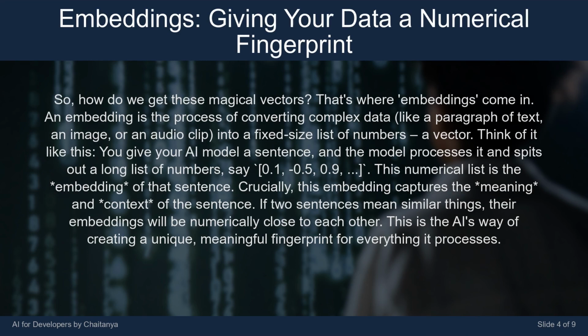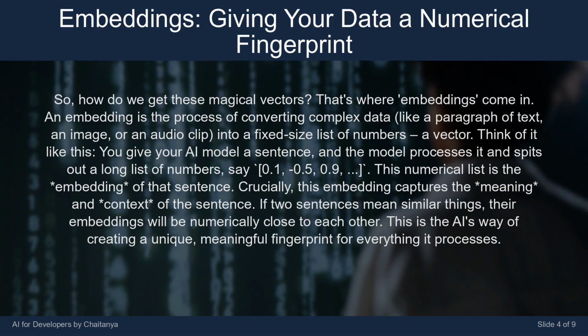So, how do we get these magical vectors? That's where embeddings come in. An embedding is the process of converting complex data, like a paragraph of text, an image, or an audio clip, into a fixed-size list of numbers, a vector.